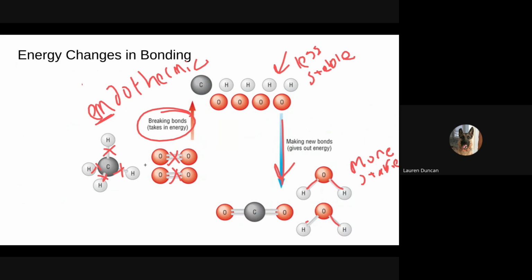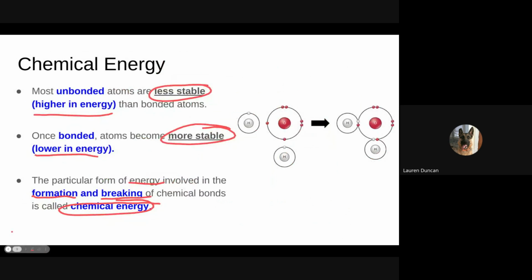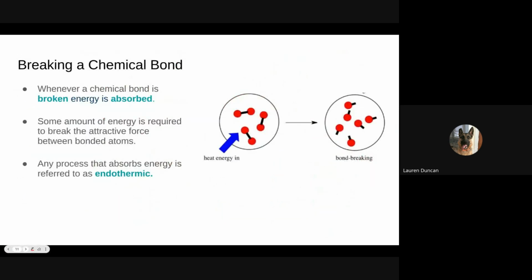So whenever chemical bonds are formed, there's always some release of energy because the atoms are more stable in the bonded state than they were before they formed those bonds. When you break a chemical bond, I want you to think about breaking your pencil.